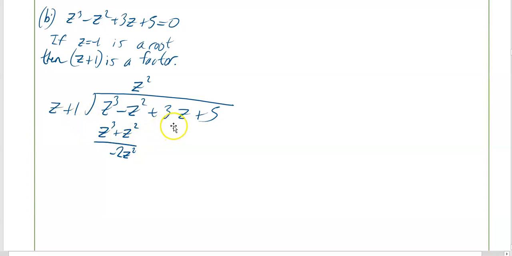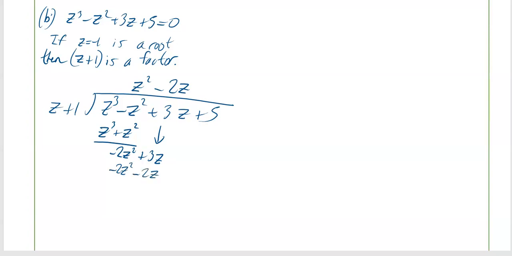If there's another term here, you bring it down. So this plus 3z comes on down. Now what do I multiply my z by to give me minus 2z squared? The answer is minus 2z, and again, that lines up with the linear terms. So now you're doing minus 2z times this whole thing, which will give you minus 2z squared minus 2z. Again, you're subtracting, so 3z minus minus 2z will just give you 5z.